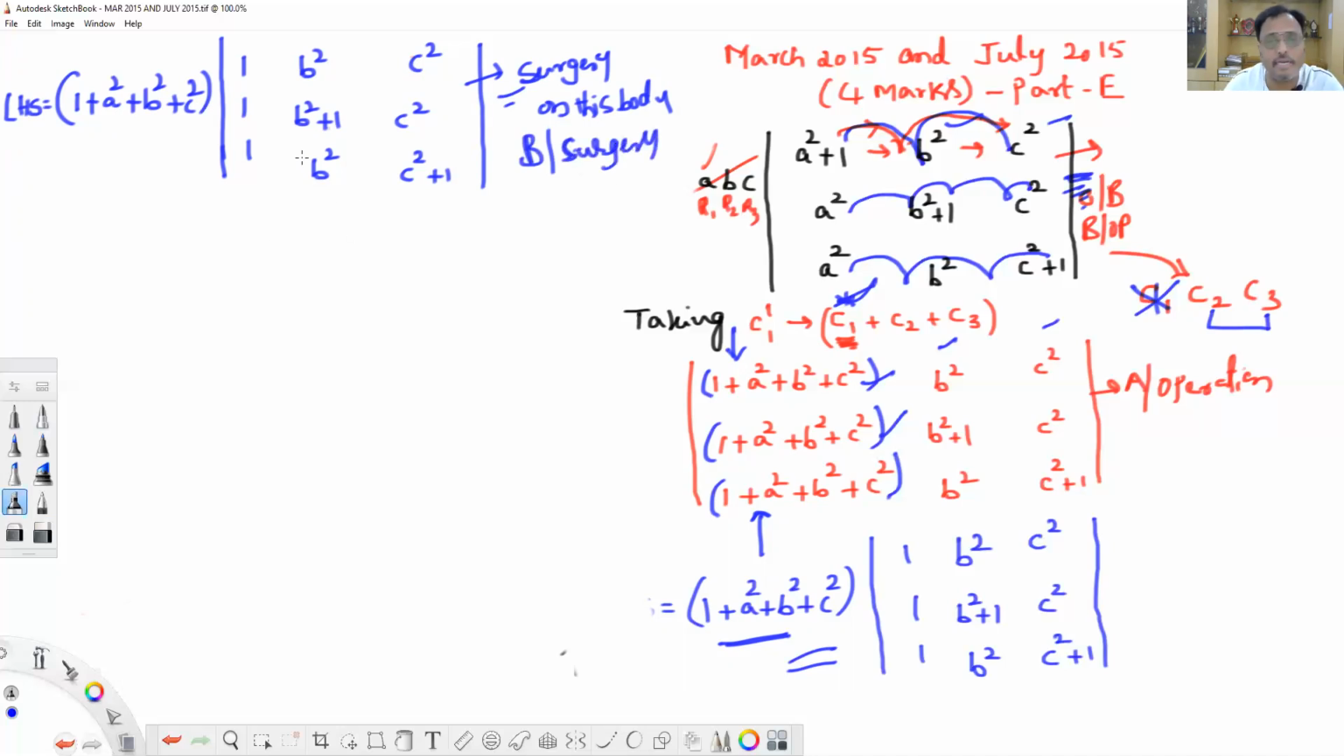Now, what operation will I do? Look here, I'll show you. R2 minus R1 I'll do, so that this element will become 0. B square plus 1 minus B square, this becomes 1, okay. C square minus C square, this element will become 0. Again R3 minus R1 I'll do. 1 minus 1 is 0, B square minus B square is 0, and this one is C square. So one side of the principal diagonal elements will become 0.